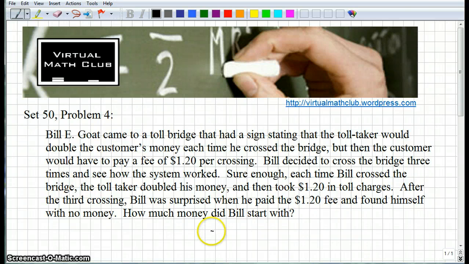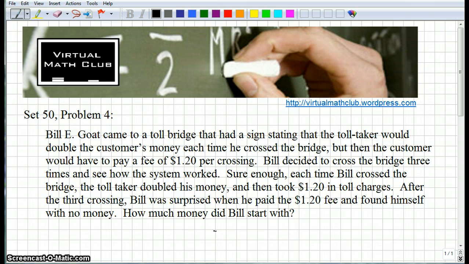All right, problem number 4. Bill E. Goat came to a toll bridge that had a sign stating that the toll taker would double the customer's money each time he crossed the bridge, but then the customer would have to pay $1.20 per crossing. Bill decided to cross the bridge three times and see how the system worked.